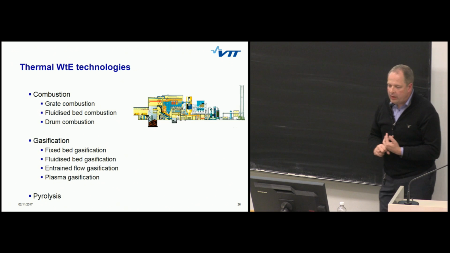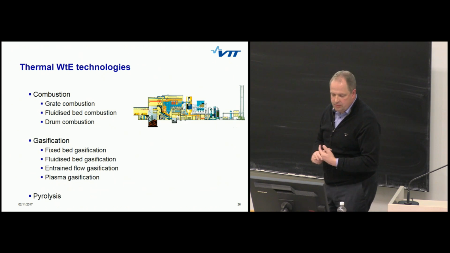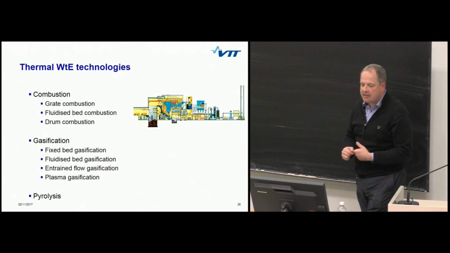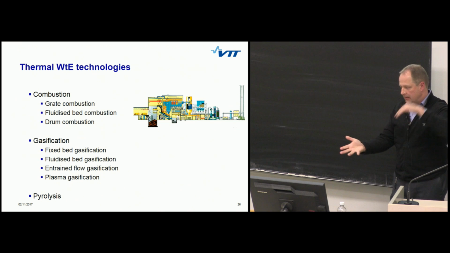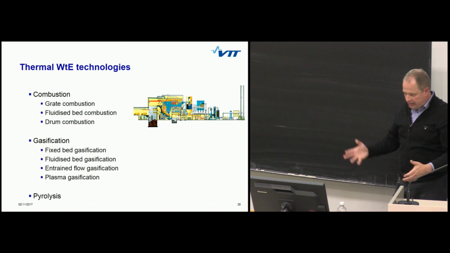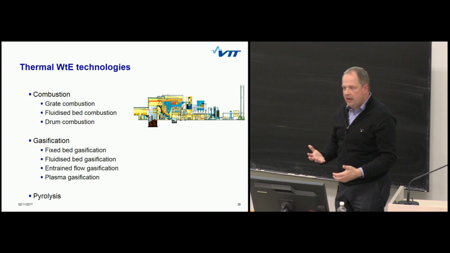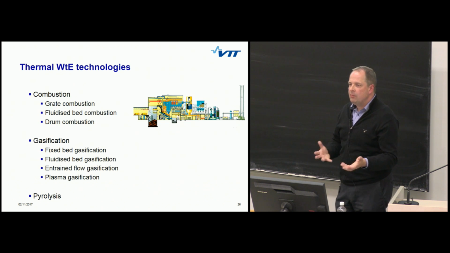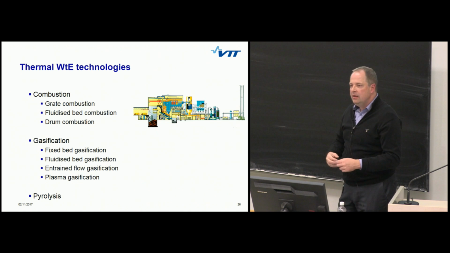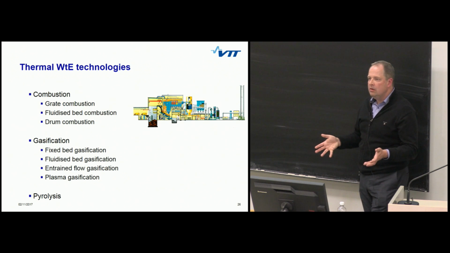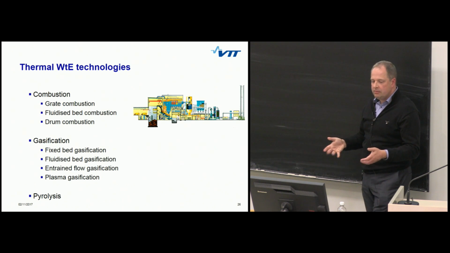The traditional way to burn waste, and this has been going on for decades, is basic grate combustion. You just have a grate, you put the municipal solid waste there, and then you burn it using a grate boiler. Then you have a steam turbine, typically with quite low steam values because of corrosion issues, and also a very low electric efficiency of production.